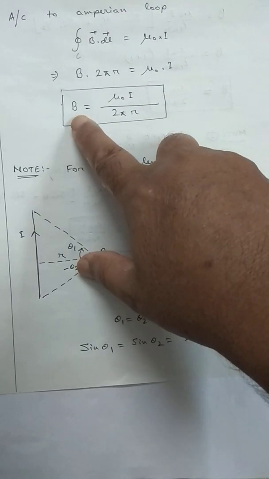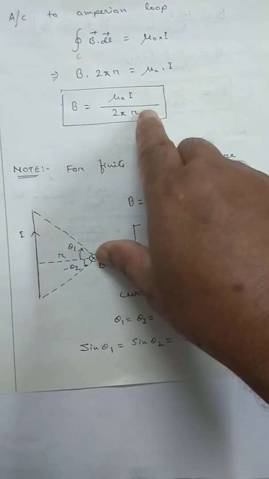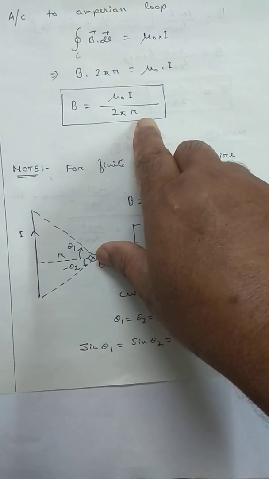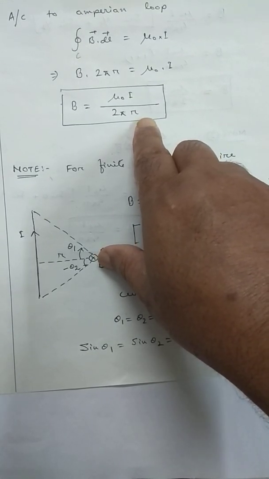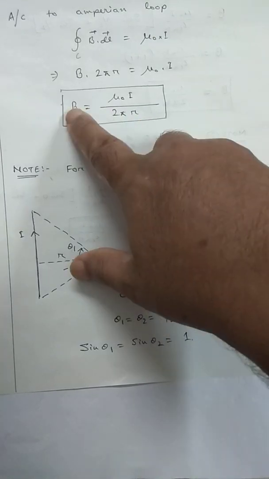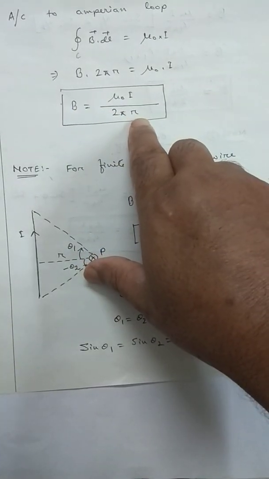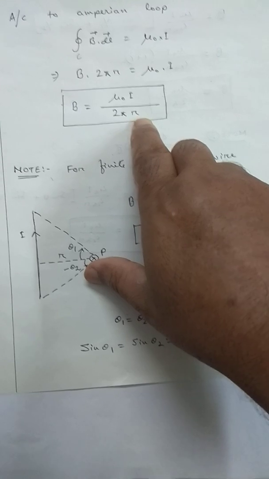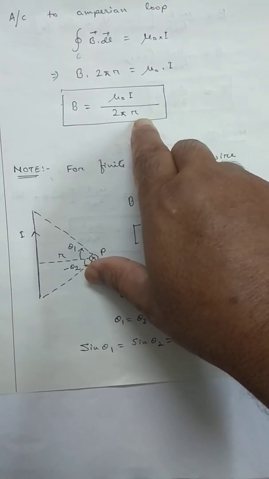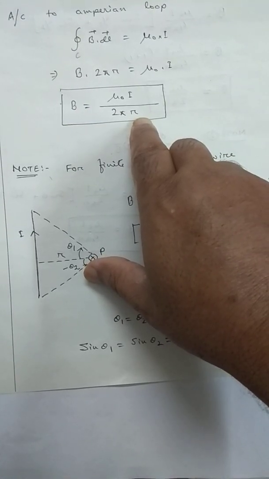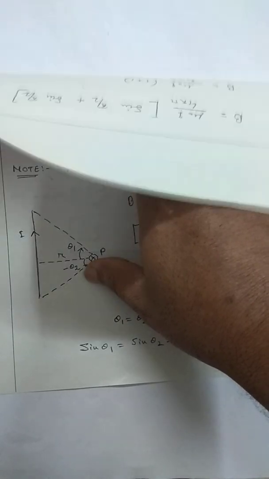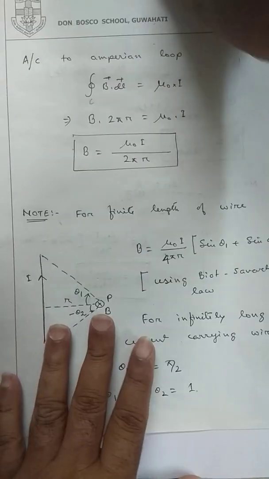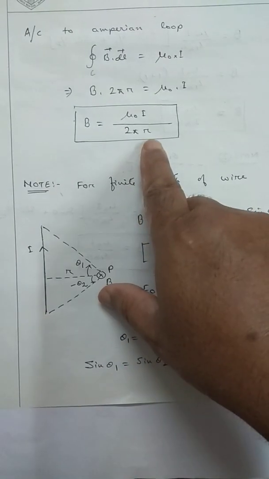That means magnetic field varies inversely with the distance of the experimental point from the current carrying wire. Okay? But in this case, we cannot apply this condition.